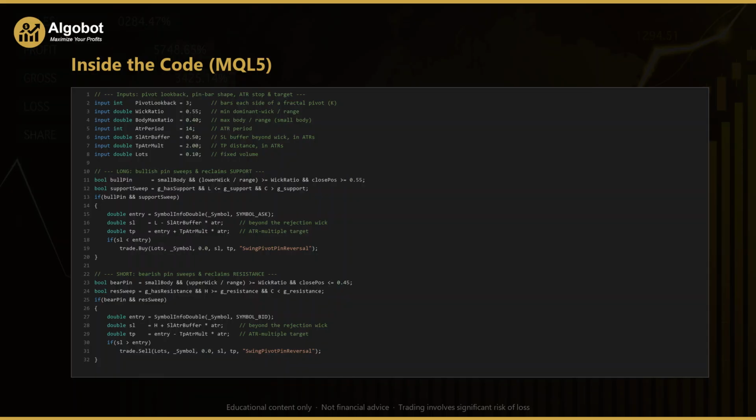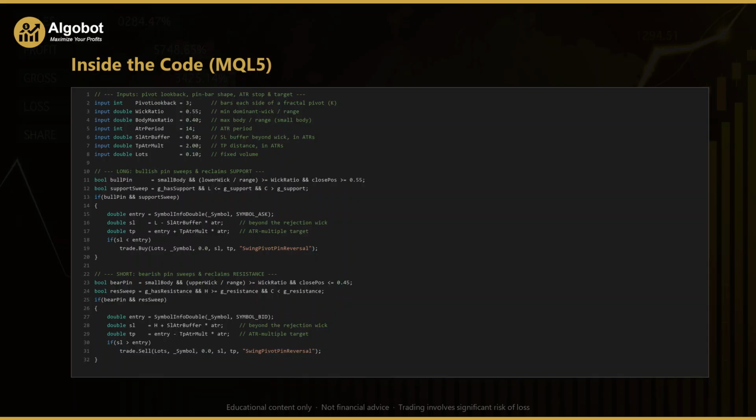Now the long block. The Boolean named bullpen is true when the body is small, the lower wick is at least the wick ratio of the range, and the close position is at least 55% up the candle. The companion Boolean, support sweep, is true when the candle's low reaches or breaks support, yet the close finishes back above it.